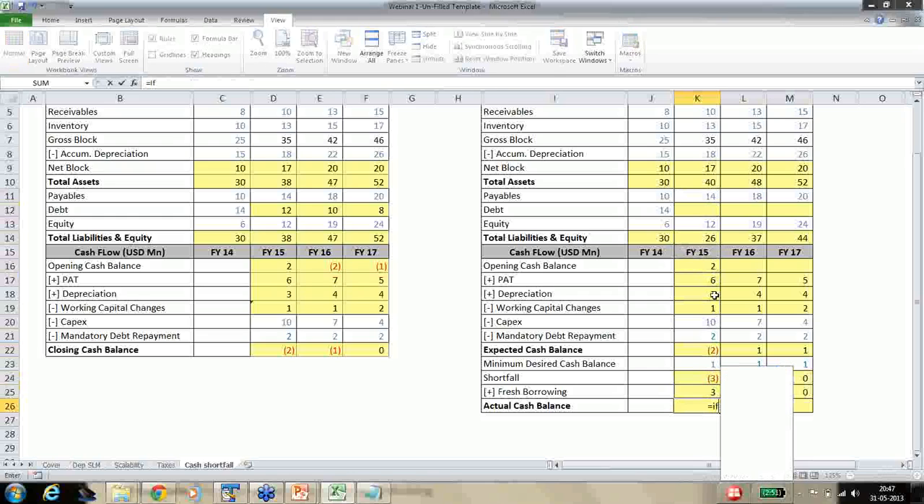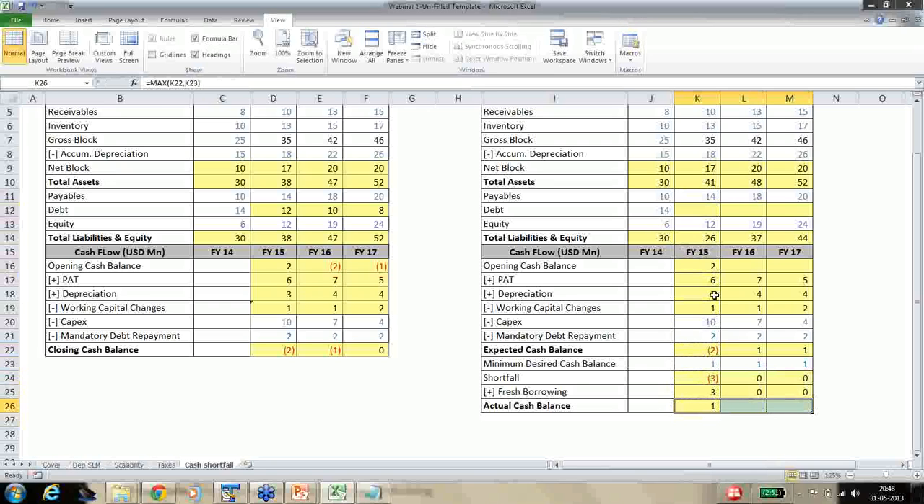My actual cash balance would always be equal to either the minimum desired cash balance or the expected cash balance, whichever is larger. Correct? So actual cash balance is going to be maximum of this or this. Why? Because if my expected cash balance is negative, I'll borrow 3 and I'll come to 1. If it was positive, I'll not borrow anything, I'll go ahead. Correct? This is how typically it will work.